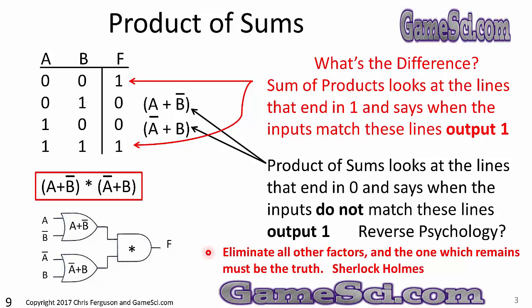Eliminate all other factors, and the one which remains must be the truth. That's from Sherlock Holmes. Knowing when it's 0 is just as valuable as knowing when it outputs a 1. When it's not 0, the circuit must output a 1.